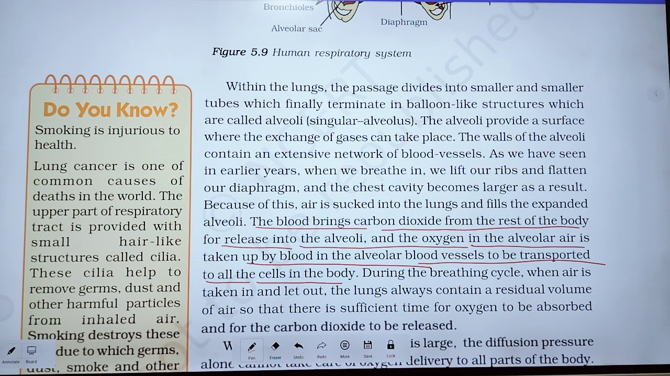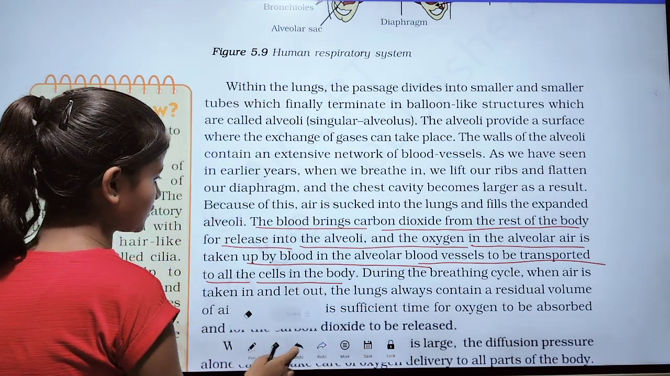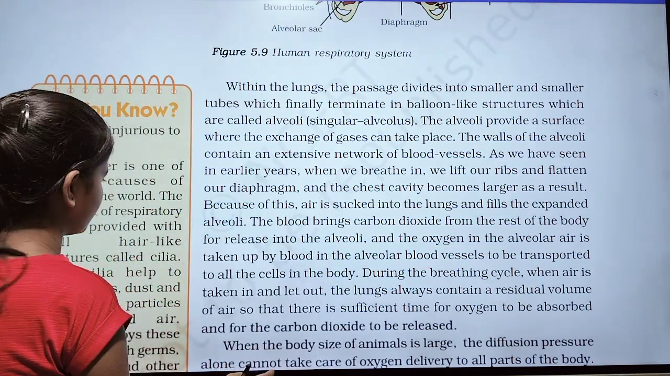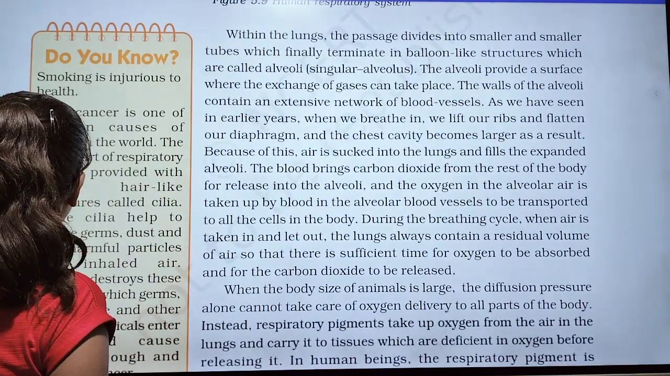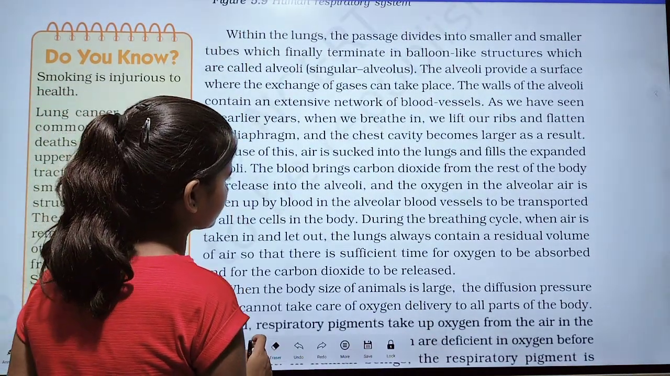That's why the alveoli are also important. It brings carbon dioxide from the rest of the body parts, and with the help of the alveolar blood vessel, it helps to transport oxygen to all body parts.